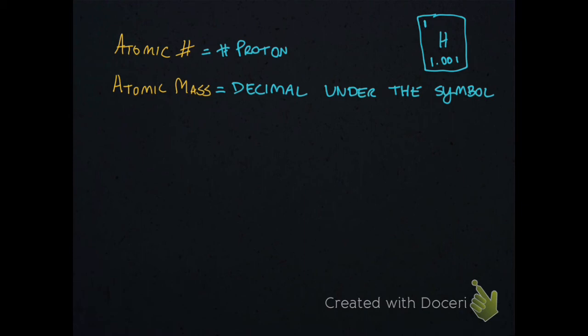Then the next one it asks of you is the mass number. And if you remember, this is one of the definitions I asked you to know. Mass number is the number of protons, which have that positive charge, plus the number of neutrons that have a neutral charge. And you can actually get this number, which is going to be a whole number, by rounding the atomic mass.